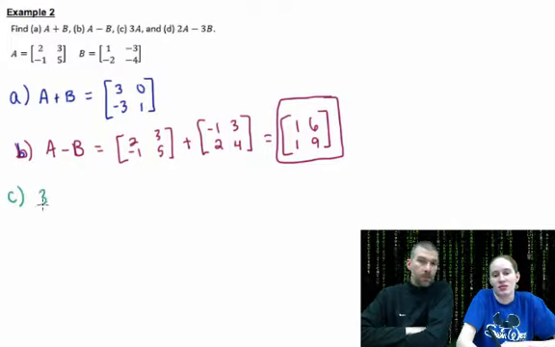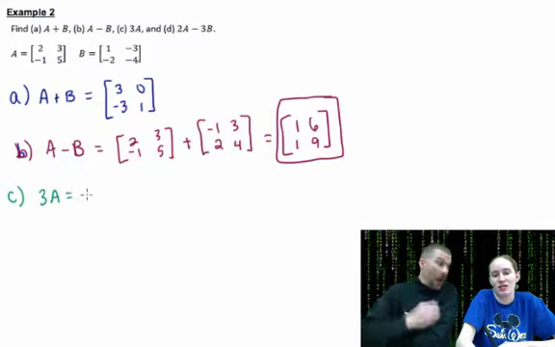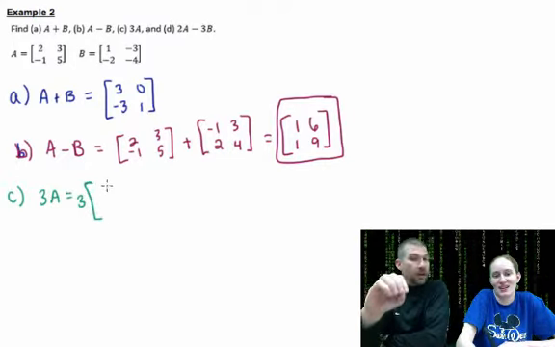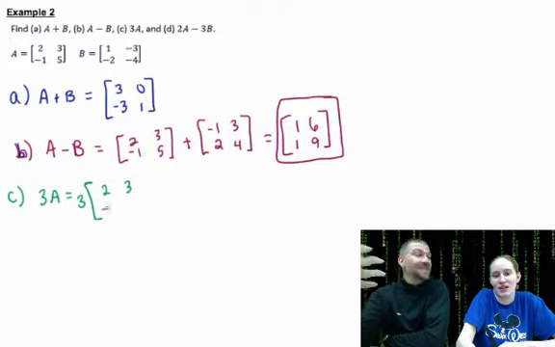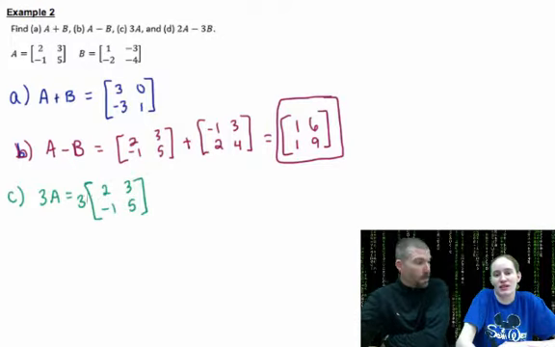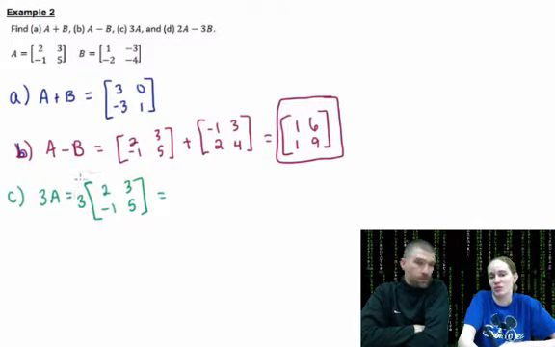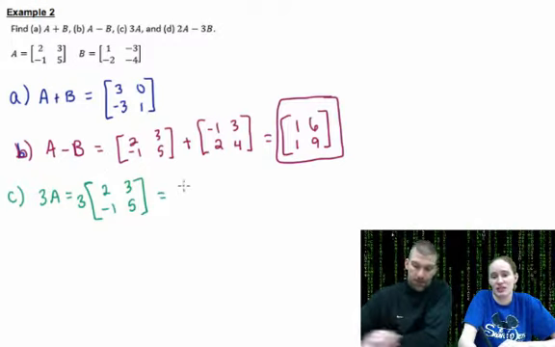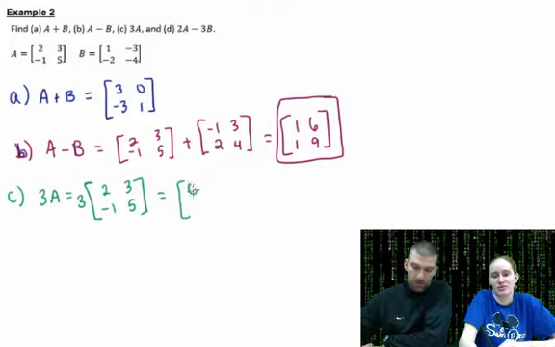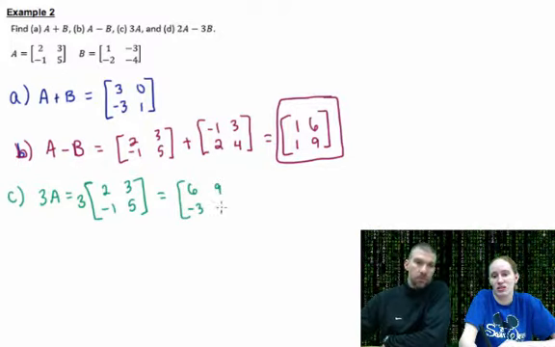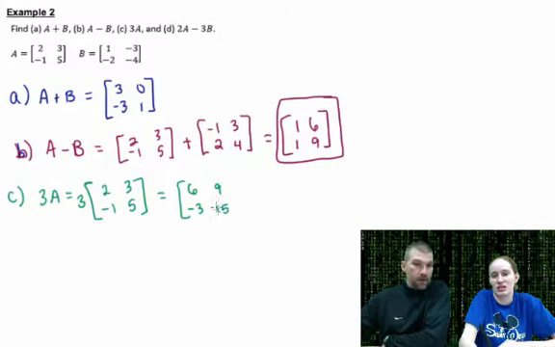3A simply means multiply each element inside the matrix by a scalar of 3. Right. It's like a more complicated distributive property thing. We're distributing the 3 into everything that's inside of here. Everything. So 3 times 2 is 6. 3 times -1 is -3. 3 times 3 is 9. 3 times 5 is 15. There you go.